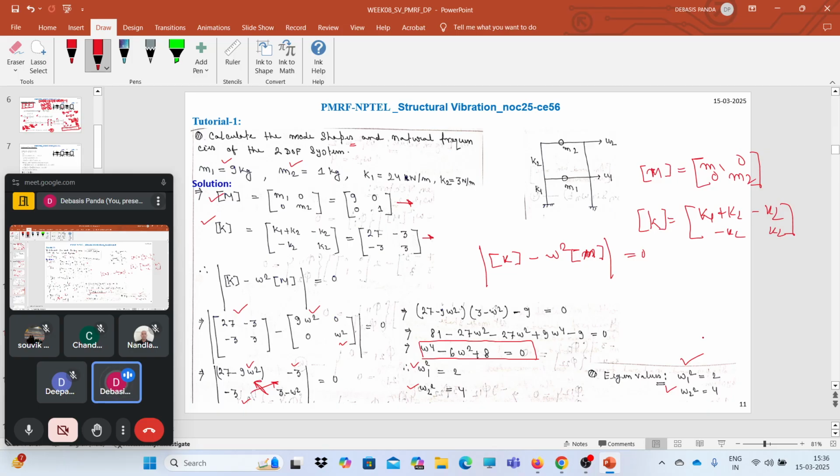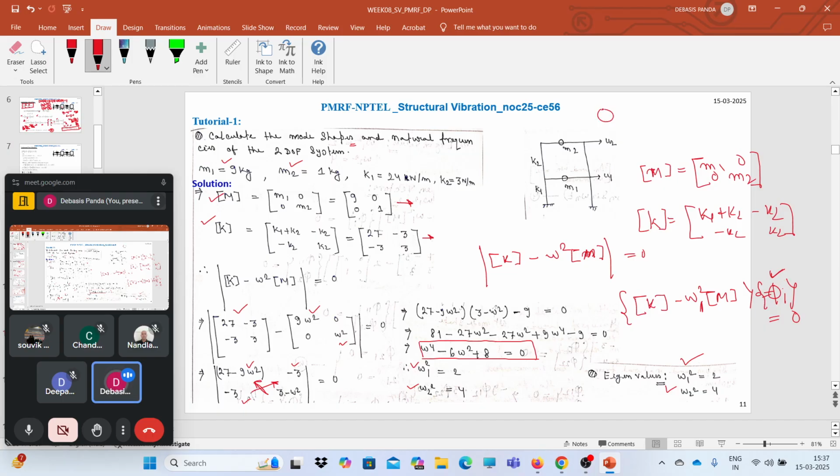Now we need to find the eigenvectors. That means we need to again go for K minus omega square m. First we need to go for the first frequency, omega 1. That means first we use omega 1 square, multiplied by the vector, equal to 0. So corresponding to this frequency, we need to find the first mode shape vector, and this mode shape vector will contain two parts.